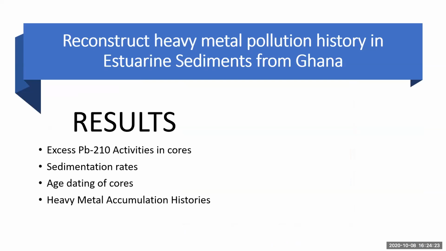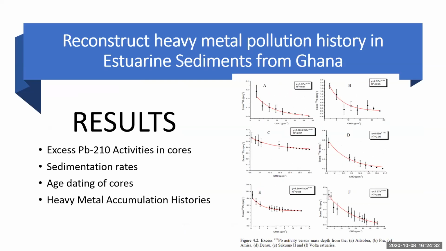Okay, so what are some of the results, or what are some of the things that we found? The first one was the excess lead-210 activities in the core. So the excess lead-210 activity actually helped in the estimation of the sedimentation rate. So over here we have all the 6 estuaries which I have labeled from A to F, having some excess lead-210 activity, which means that they are very suitable. We can age date these sediments and reconstruct the past metal levels.